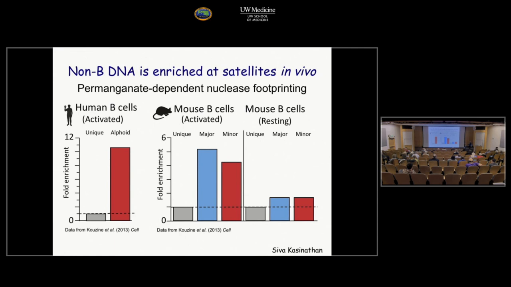Now, Siva also looked at their data for resting B cells, and you can see that there's a big difference. In resting B cells, you don't really see this. So what this implies is that when you're a resting B cell, you don't need a centromere. However, when you induce proliferation, when you activate the B cells, then maybe these potential cruciforms would basically pop out, and it would be picked up by this assay.